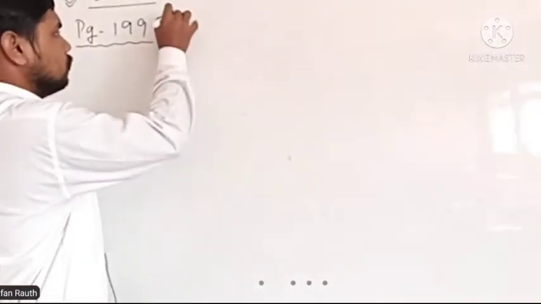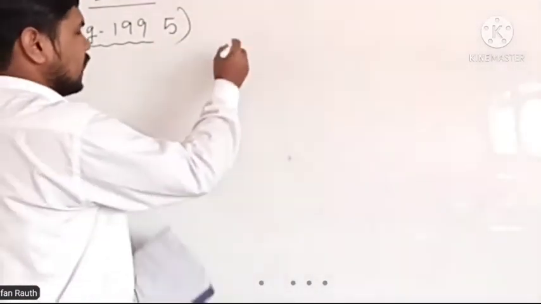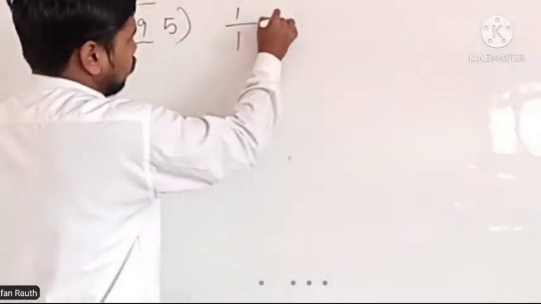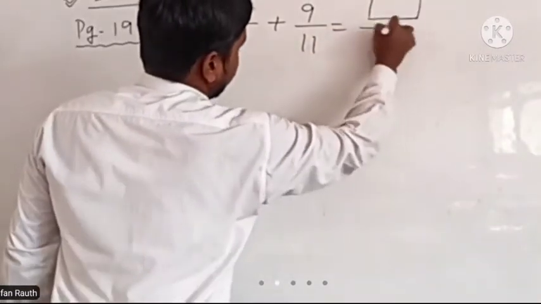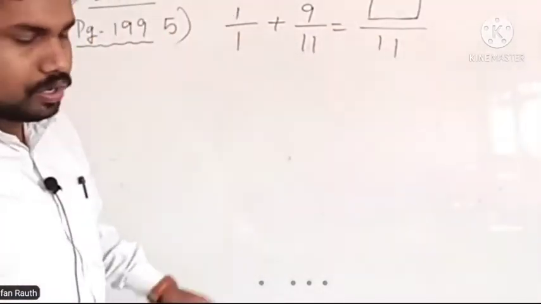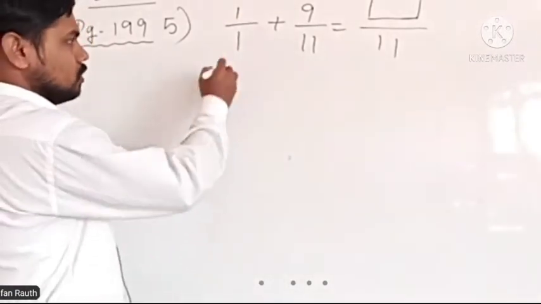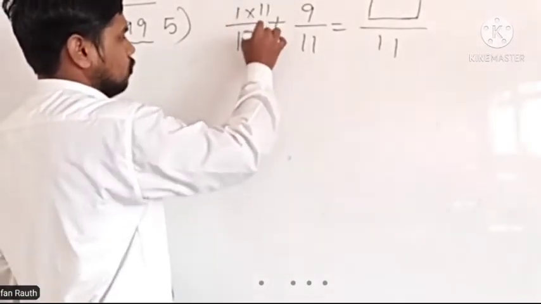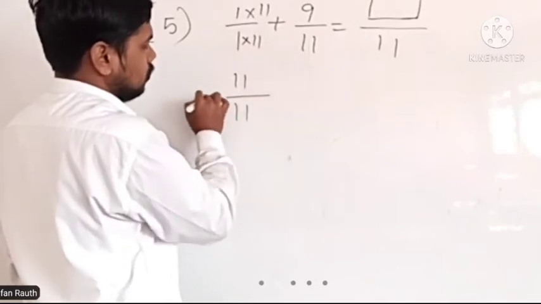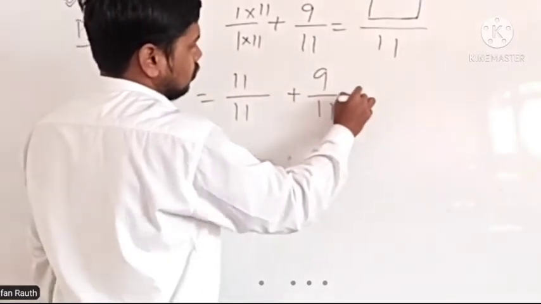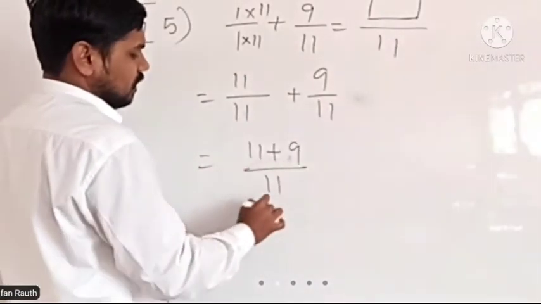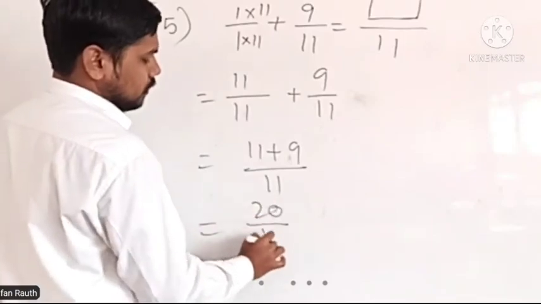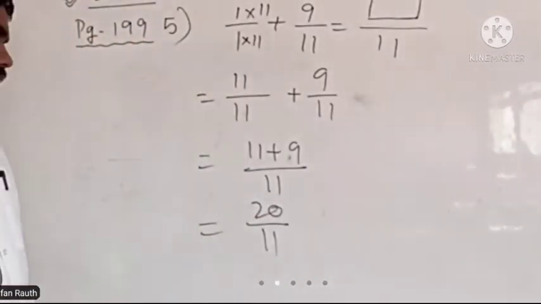So the fifth question is very easy. 1 plus 9 by 11. So 1 plus means 1 by 1 plus 9 by 11 is equal to dash by 11. So very easily you just need to make this 11 also. To make this 11 we will multiply by 11 on both sides. So 11 by 11 plus 9 by 11, how much will it be, you just need to check. So 11 plus 9 divided by 11. So 11 plus 9 is 20 divided by 11. So 11 times 1 is 11, plus 9 is 20.